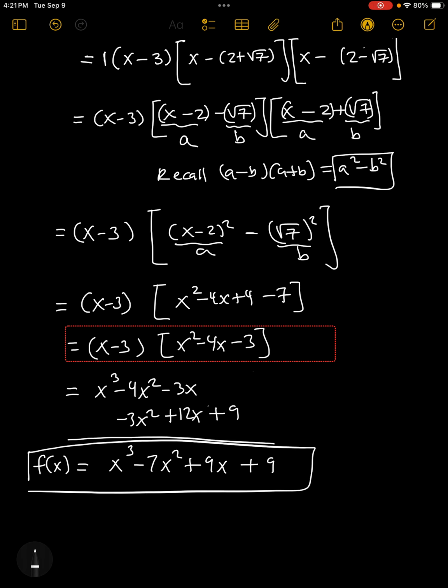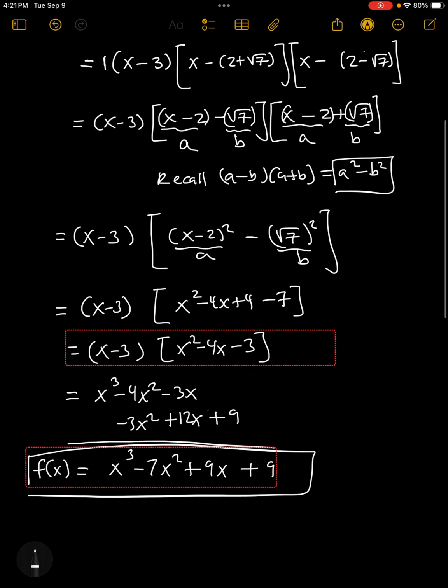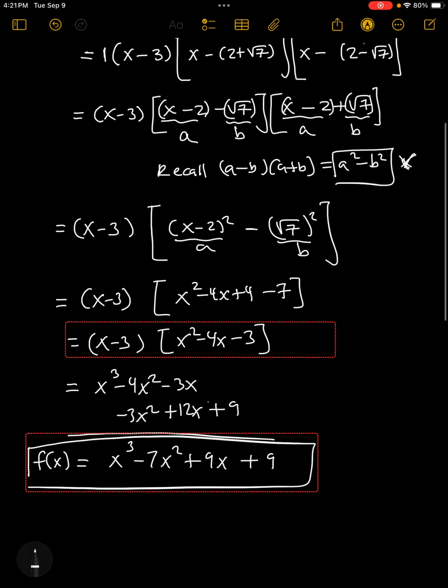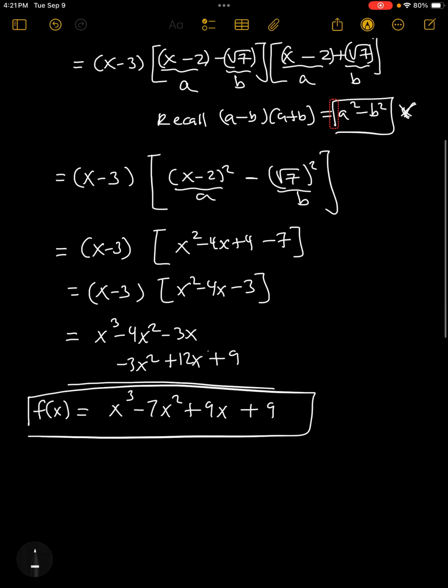Make sure you apply the irrational conjugate theorem, and then make sure you use this little shortcut over here. Okay, a squared minus b squared. Right, a minus b times a plus b, and then the rest is just FOILing your binomial and your trinomial. All right, let's move on to number 2.